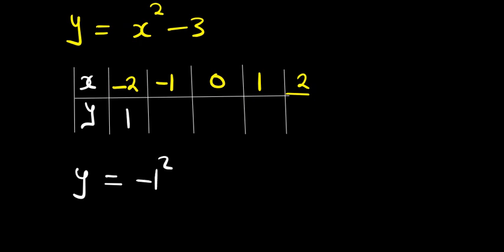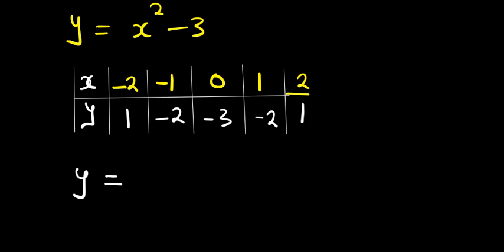If I have -1 squared minus 3, what am I going to have? That will give me 1 minus 3, that will give us a -2. If I've got a 0 here, 0 minus 3, that will just give us a -3 actually. If I've got a 1 here, 1 squared minus 3, that is 1 minus 3, that will give us a -2. Then if I've got 2 here, 2 squared is 4, 4 minus 3, that is a 1. So basically that is what we have.